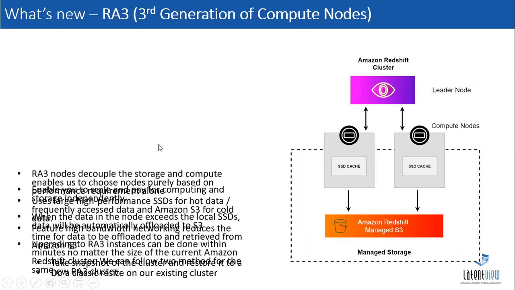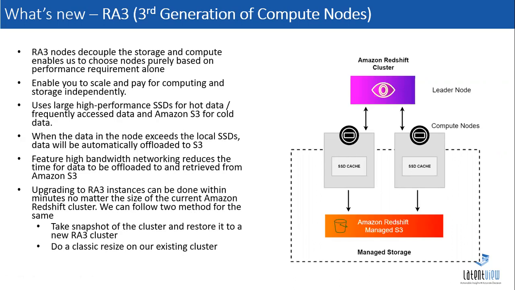The data that is stored in S3, and also in RA3 nodes, uses something called an SSD cache, which stores all the hot data, as in the frequently accessed data, while all the cold data is stored in S3. The data movement is made fast using high bandwidth networking. Also, when you resize a cluster with RA3 nodes, it will be faster because it doesn't have to redistribute the data from one node to the new node that has been created.